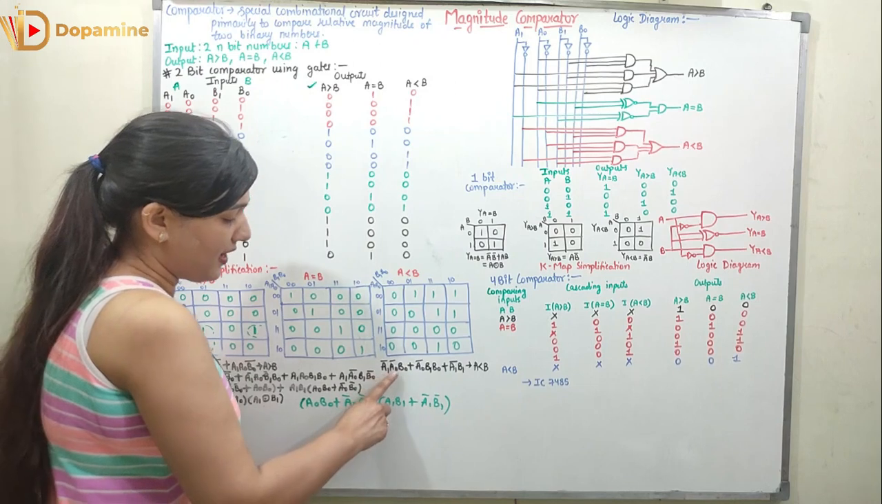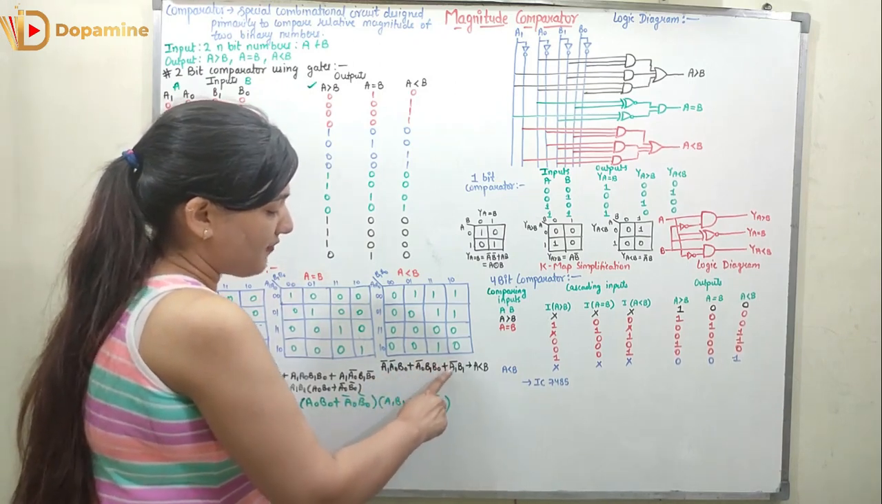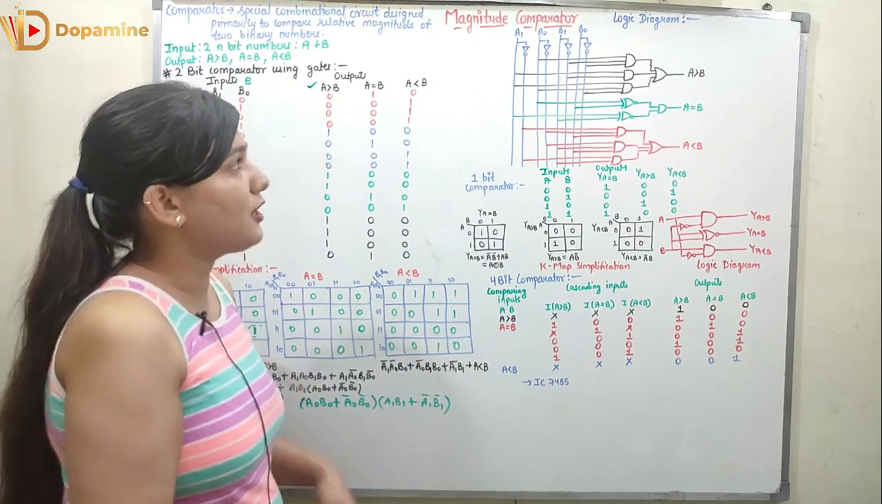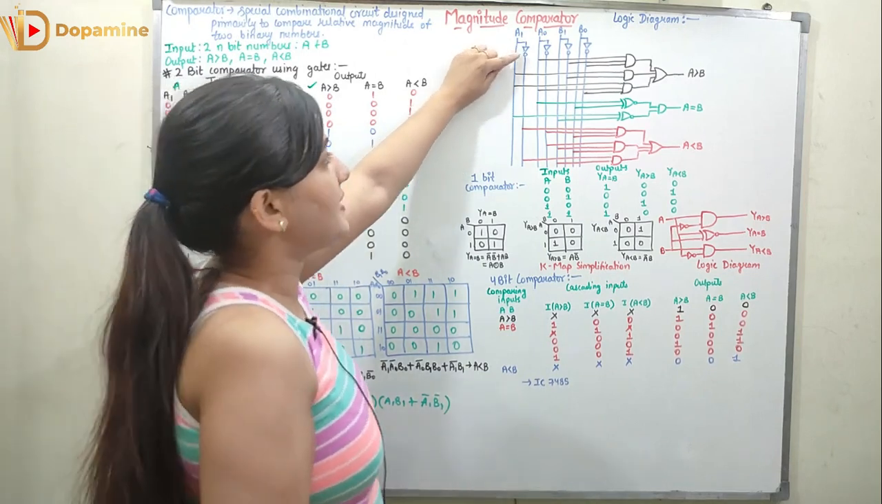Similarly, we can make the K-map for A is less than B and you can simplify. You will get A1 bar A0 bar B0 plus A0 bar B1 B0 plus A1 bar B1. Right, so this is the condition for A is less than B. So now we will make the logic diagram. We will be having A1 and we will be passing it through the inverter.